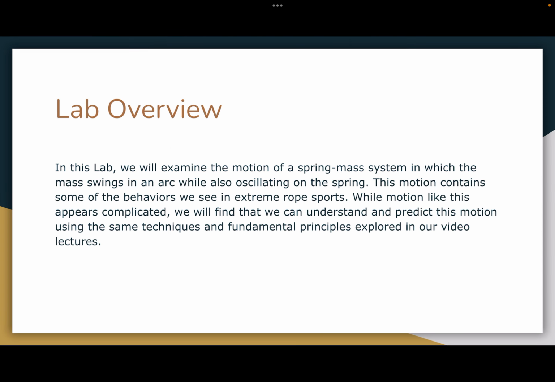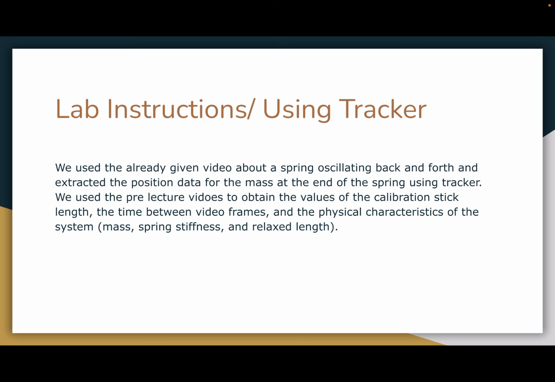In this lab, we will examine the motion of a spring mass system in which the mass swings in an arc while also oscillating on the spring. This motion contains some of the behaviors we see in extreme rope sports. While motion like this appears complicated, we will find that we can understand and predict this motion using the same techniques and fundamental principles explored in our video lectures.